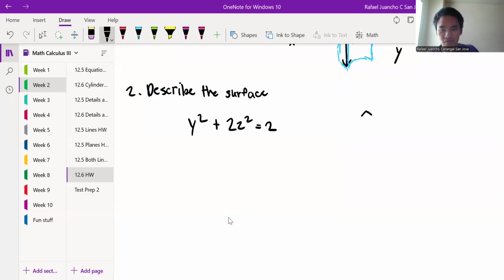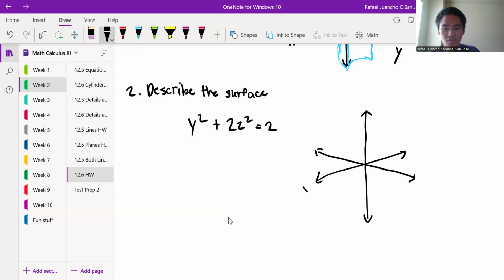And so we know that if we were to draw this in 3D, the surface would be somewhere in this x-axis because x is 0. So it's going to be revolving around the x-axis. Now here we see a positive sign and we see that both y and z are second degree. So what does that tell us? Well, this tells us this is some sort of ellipse.